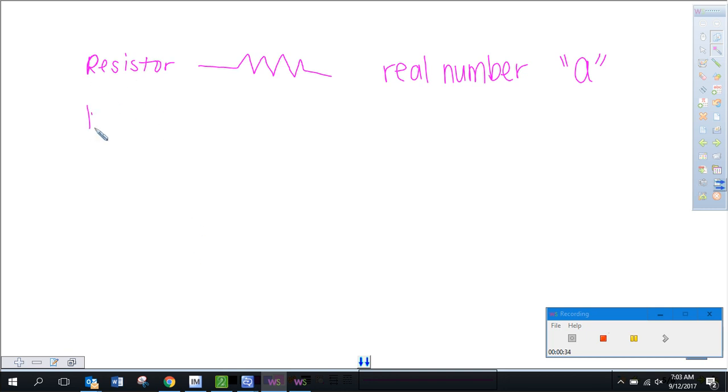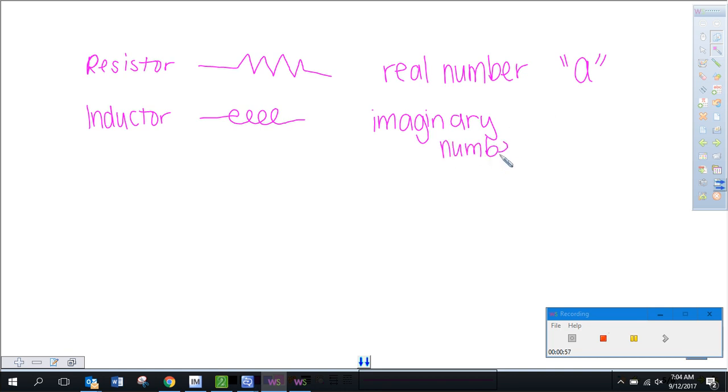Okay, then you have your inductor, which looks like this. Apologies for my drawings not being perfect. And this is an imaginary number that is positive. So it's an imaginary number that is greater than 0. So it will always be represented by BI, positive BI.